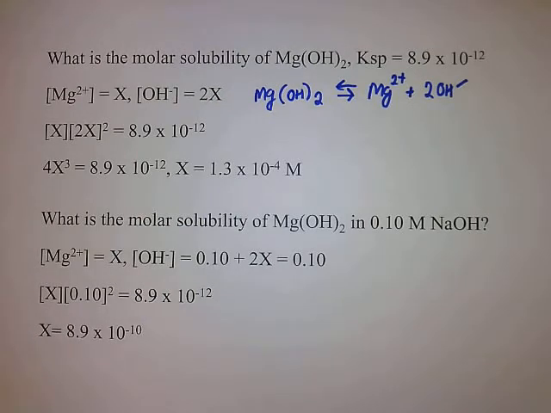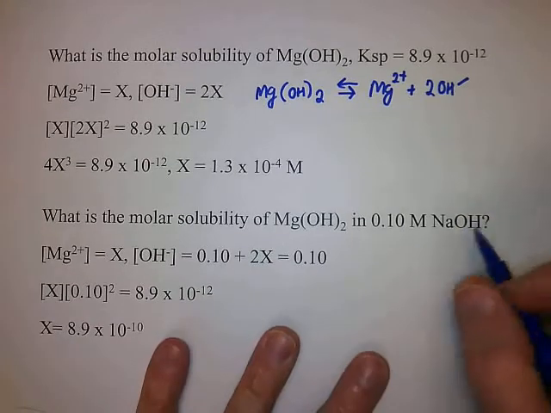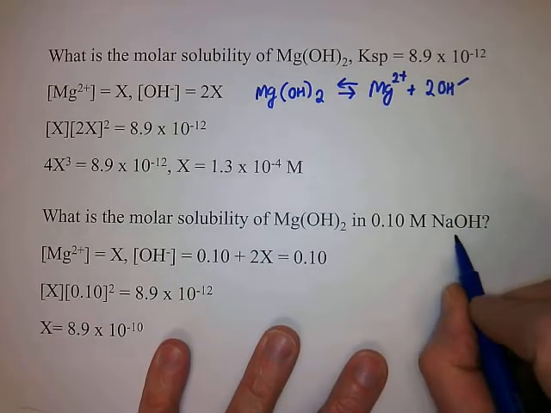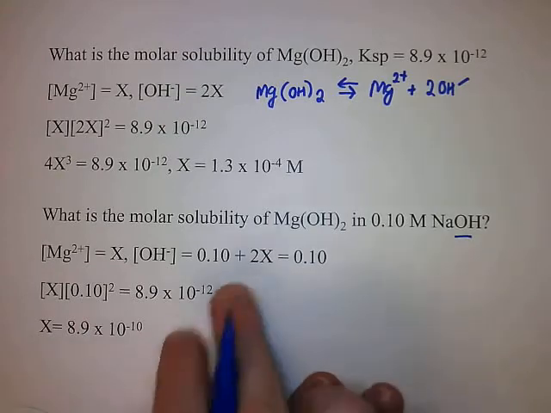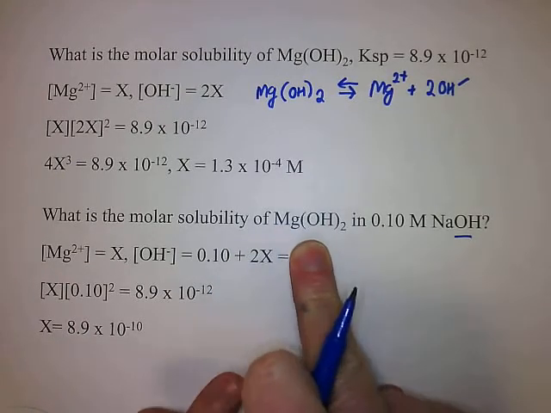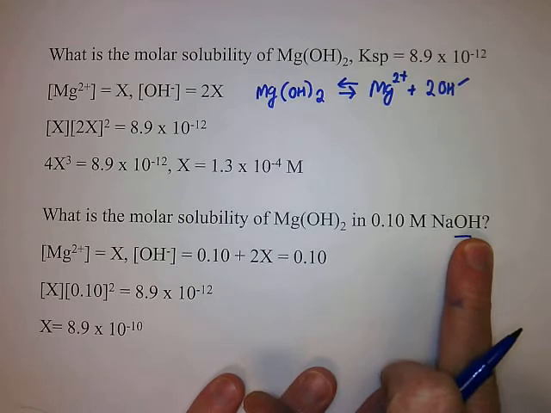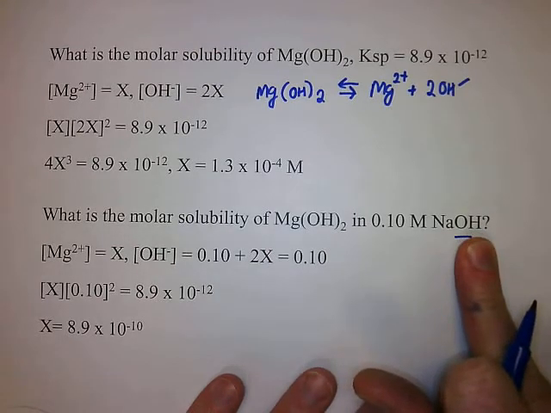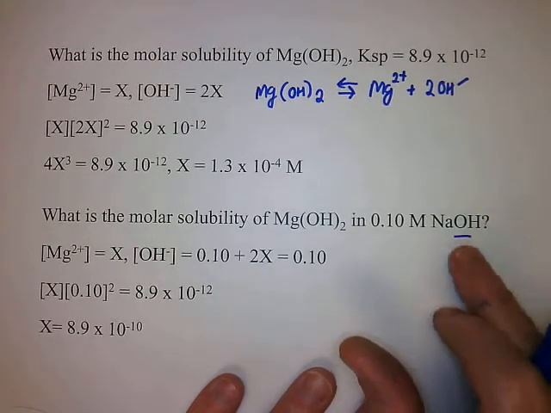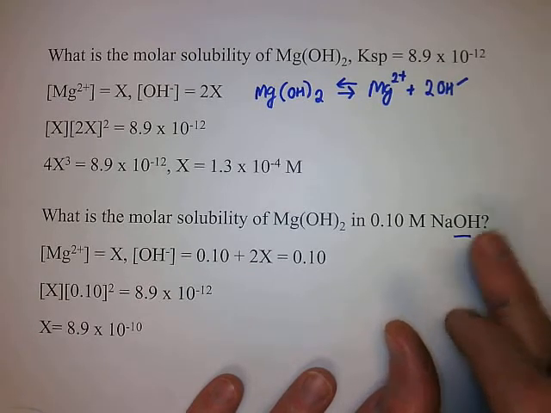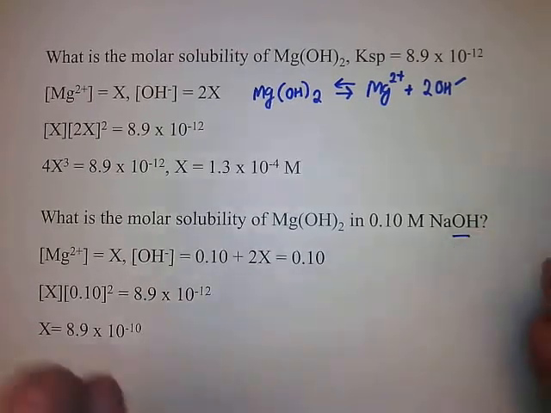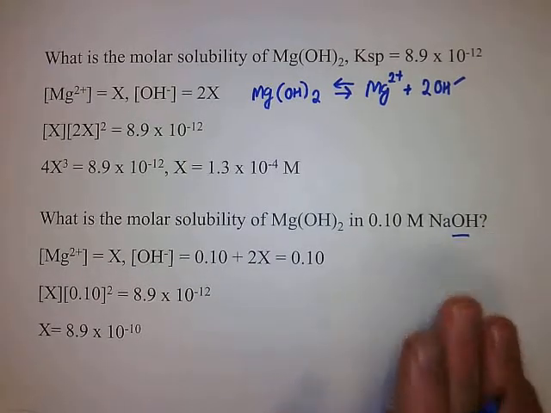So, second part of the problem is, what is the molar solubility of magnesium hydroxide in 0.1 molar sodium hydroxide, right? So this is a common ion effect. Now the common ion is hydroxide. Okay, so we're trying to dissolve magnesium hydroxide in a solution that already has hydroxide. Okay, so this is a strong base. That's 100% dissociated. So what we're saying is that our concentration of hydroxide is 0.1.